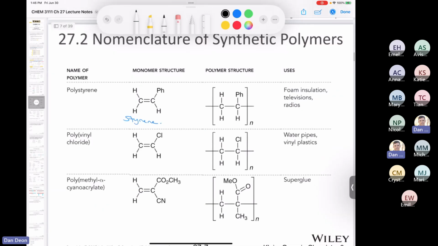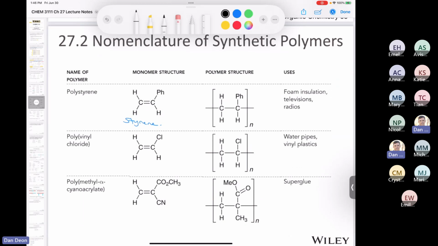Styrene is probably new in this chapter. Should you know it? I don't think it's a bad idea. Same thing with vinyl chloride. So this is vinyl chloride, but I don't demand that my students know vinyl chloride. So if we make polystyrene, again, that's used in foam insulation.